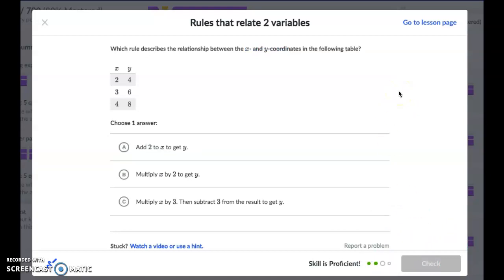Which rule describes the relationship between the x and the y coordinates in the following table? Don't let it confuse you that it's saying x and y. It's the same as the input and the output. They just have the columns labeled differently.